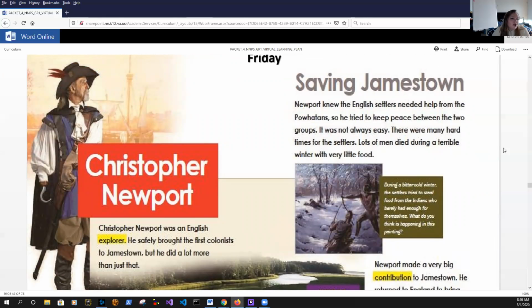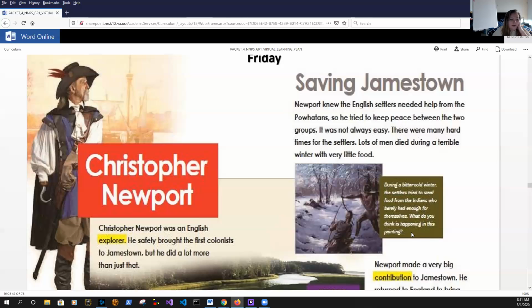Saving Jamestown. Newport knew that English settlers needed help from the Powhatans, so he tried to keep peace between the 2 groups. It was not always easy. There were many hard times for the settlers. Lots of men died during a terrible winter with very little food. The caption for this picture says, during a bitter cold winter, the settlers tried to steal food from the Indians who barely had enough for themselves.